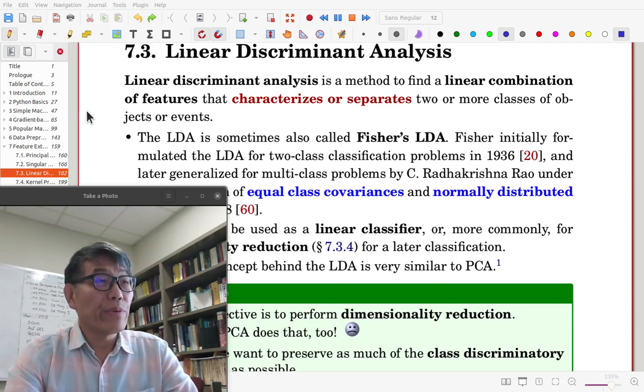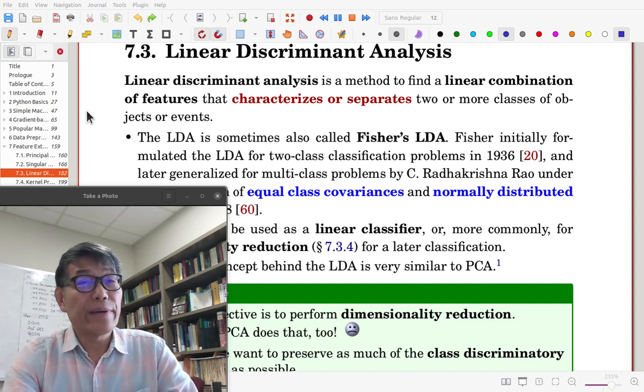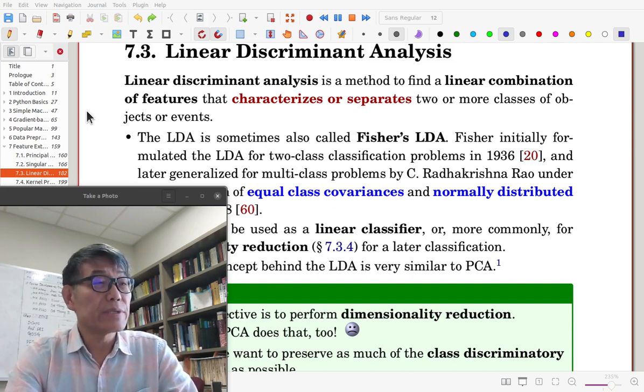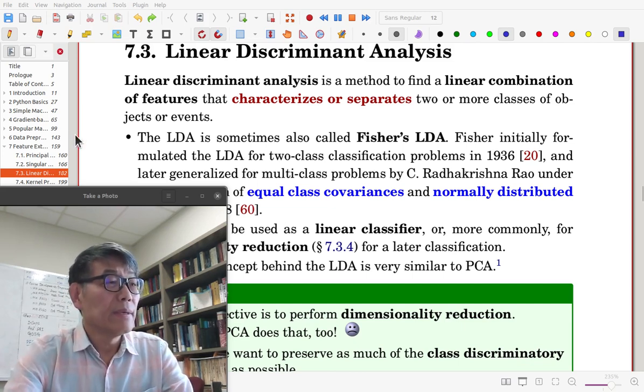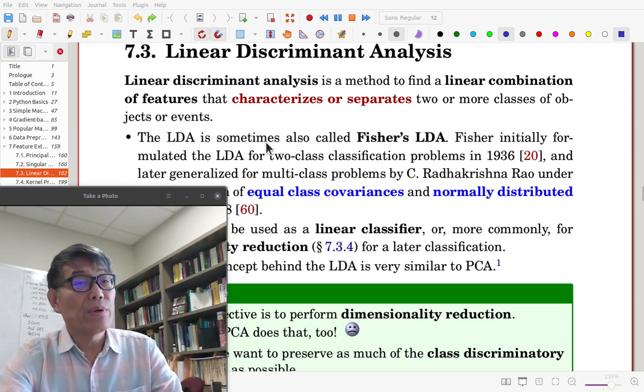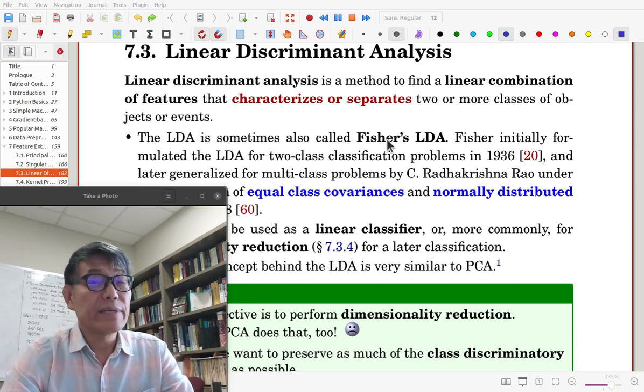Section 7.3, Linear Discriminant Analysis, LDA. The LDA is a method to find a linear combination of features that characterizes or separates objects. The LDA is a projection method that can be used for classification or dimensionality reduction. The LDA is sometimes called Fisher's LDA because Fisher invented it.